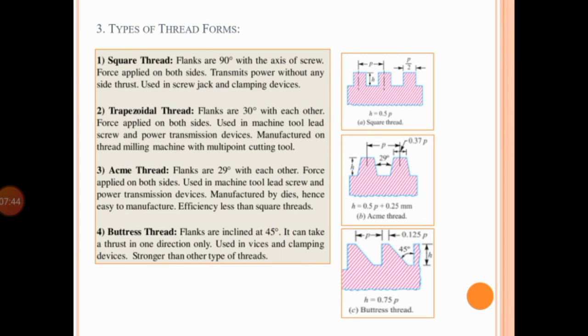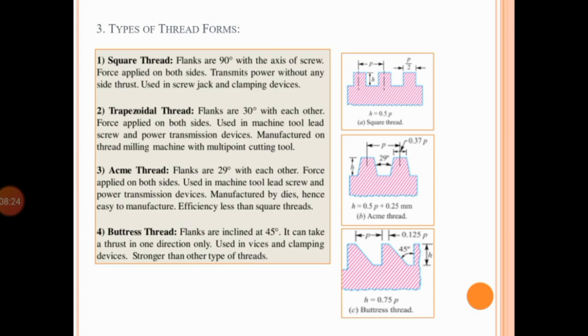Then it is time to discuss the various forms of thread, starting with the square thread. Look at the diagram, you can also understand it because the flanks of the square thread are arranged at 90 degrees with each other. That's why it is named square thread. The basic characteristic of the square thread is that it can transmit power in both directions. For manufacturing, it requires special tooling and machinery to produce the square thread. Generally, screw jacks and clamping devices use square threads.